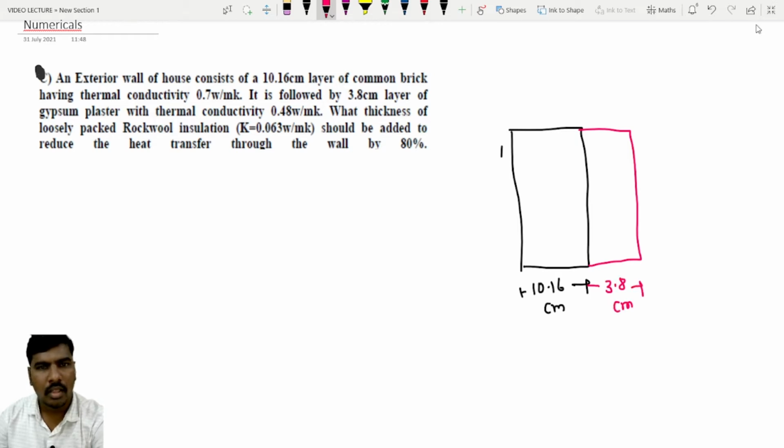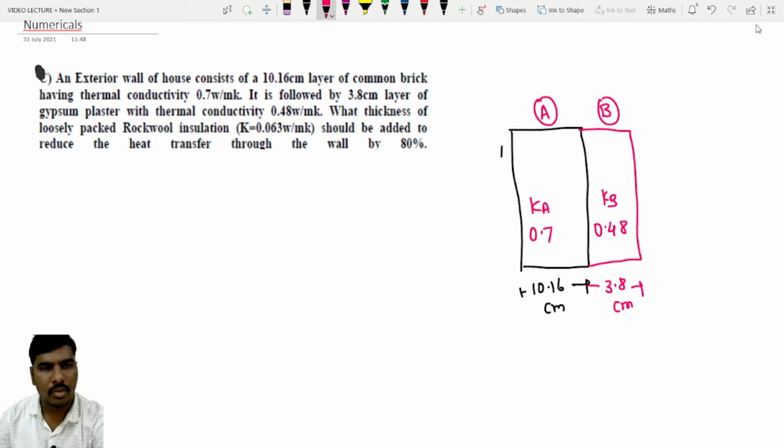Now thermal conductivity, so we will consider, suppose this is wall A and this is wall B. So the thermal conductivity of this wall, we will say it is Ka, is given 0.7 watt per meter degree Kelvin, and the plaster thermal conductivity Kb is given 0.48.